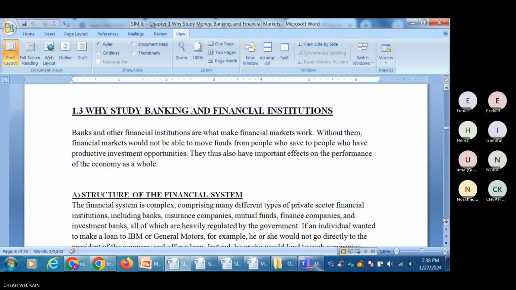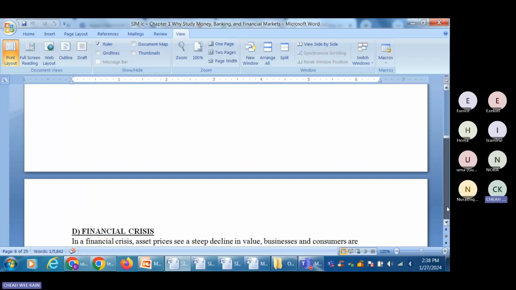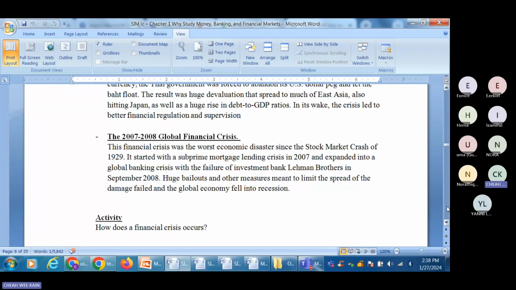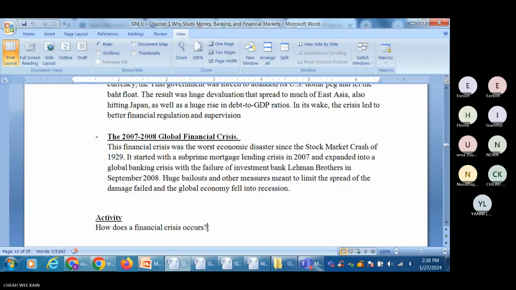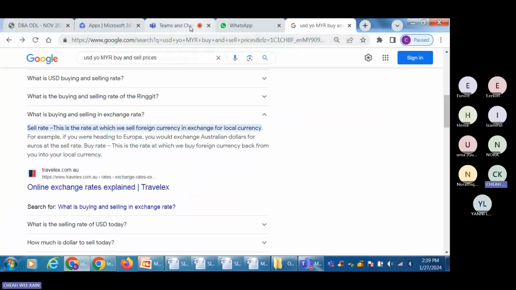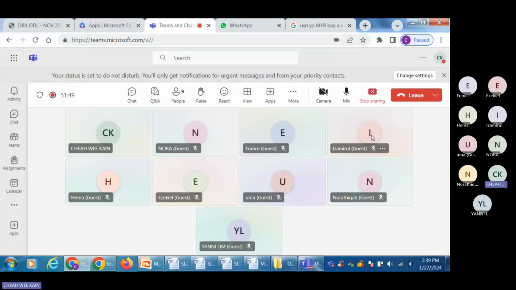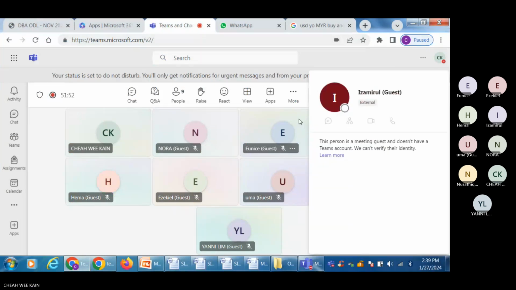Okay. Now, the second part of the question: how does a financial crisis occur? First we need to define what a financial crisis is. So we'll go back again to the chart just now. Where are the people now? Okay, Isamiro, are you there? Yes. What do you mean by financial crisis? What is a financial crisis?